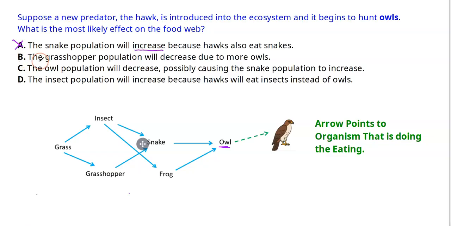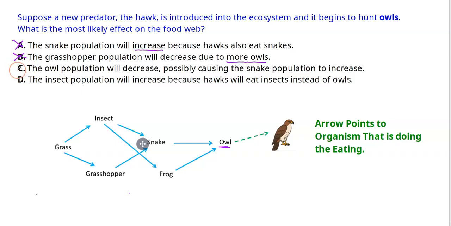Let's look at B. The grasshopper population will decrease or go down due to more owls. Well, B we can eliminate because there's not going to be more owls, right? We introduced the hawk into this ecosystem, and again, the arrow points to the organism that's doing the eating. The owl's pointing to the hawk, so the hawk is doing the eating of the owl. So if the hawk eats the owl, the owl population decreases or goes down, and here it says there's going to be more owls, so B's gone.